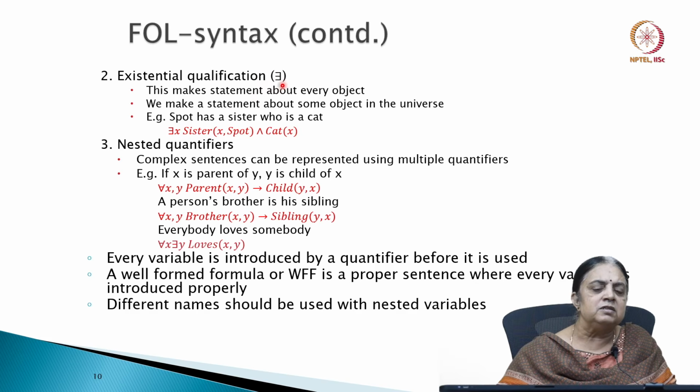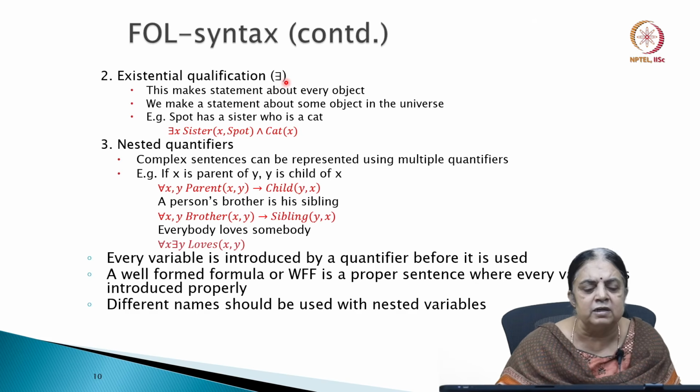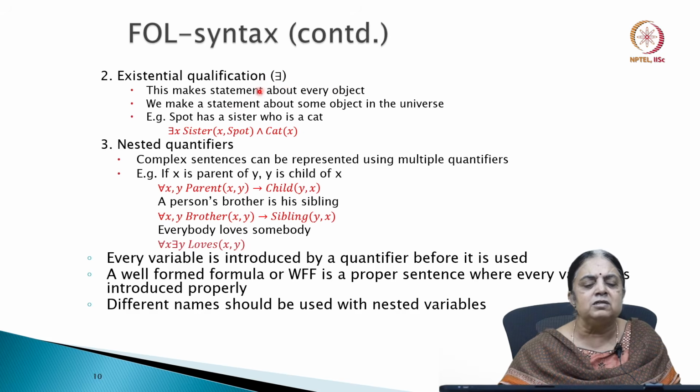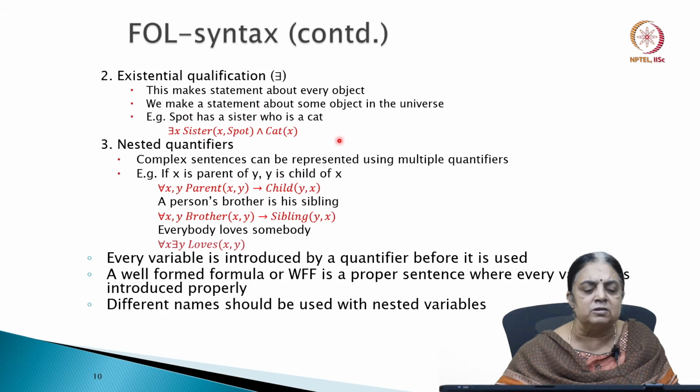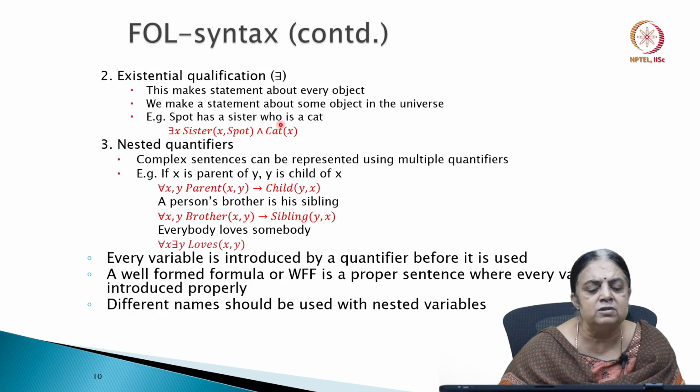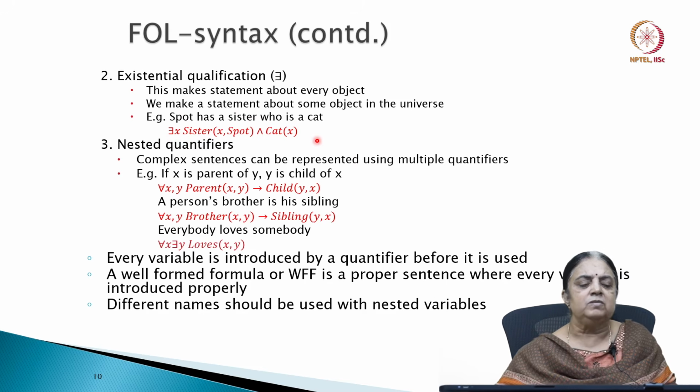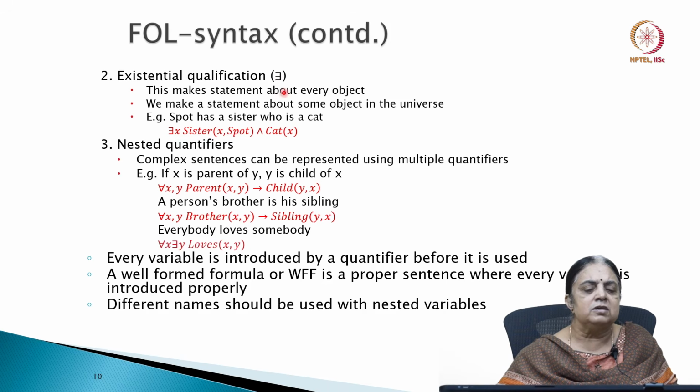So the existential quantifier is like this, okay. The universal quantifier makes a statement about every object. We may instead make a statement about some objects in the world, not all objects. So, Spot has a sister who is a cat. So you say there exists x, sister(x, Spot) and cat(x). So this is the second quantifier that we talk about.